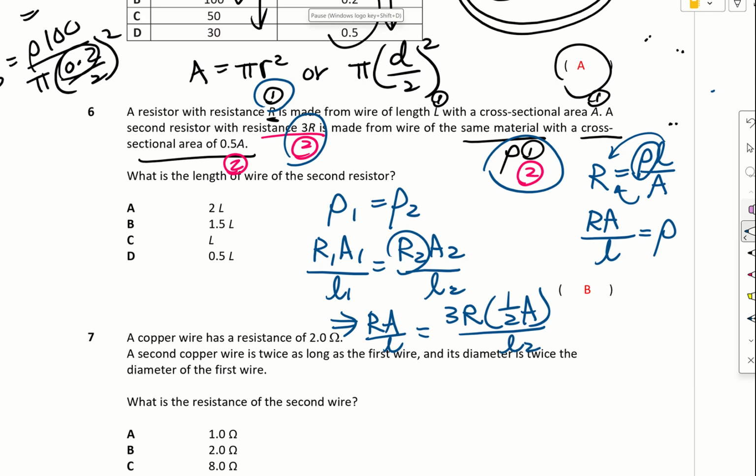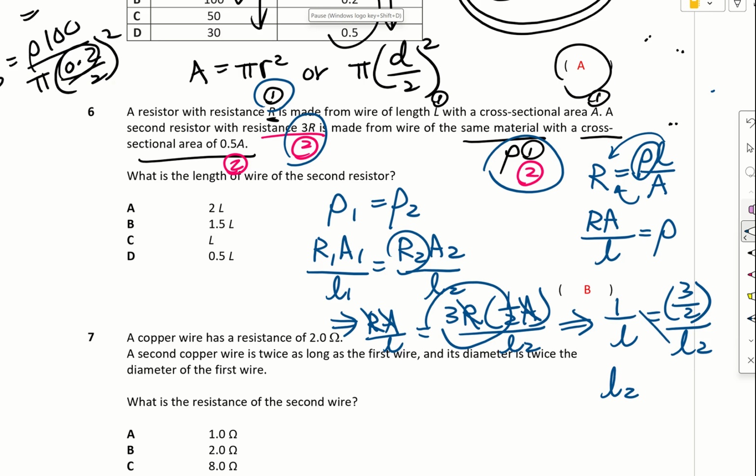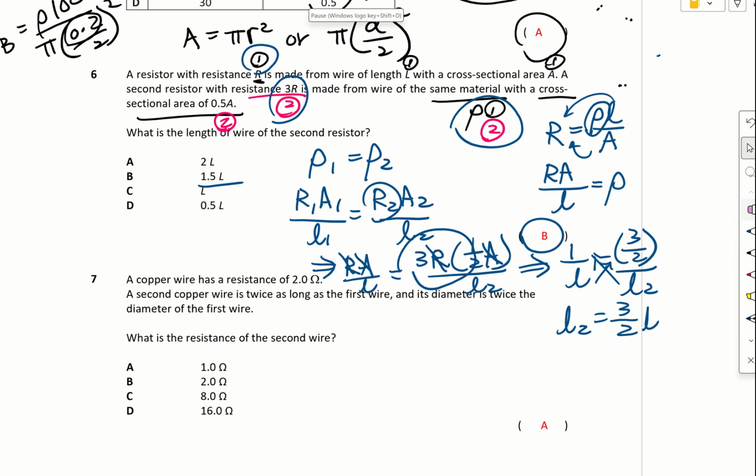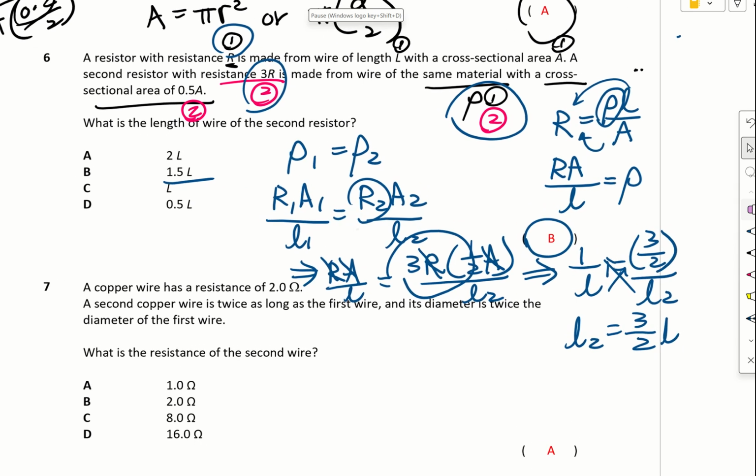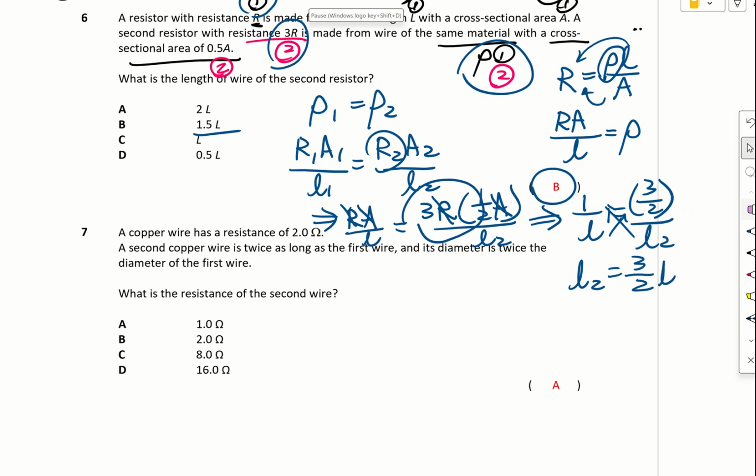I see that R and R are on the numerator, so they can both be cancelled. A and A can be cancelled too. What I'm left with on the left-hand side is 1 over L equals 3 divided by 2 from here, and L2. Now I do my cross multiplication. L2 is the length of the second wire. So L2 equals 3 over 2 L. Therefore the answer is 1.5 L. This is a very useful method when we have two cases that have a common variable, a common factor.